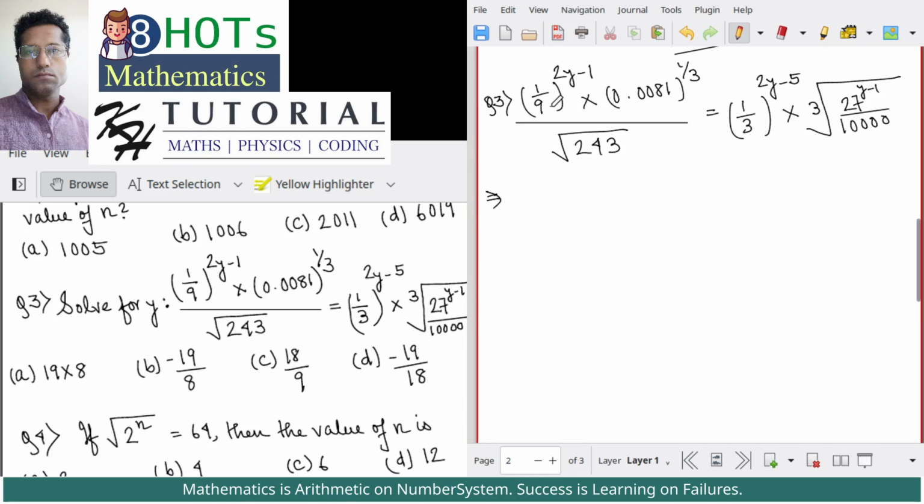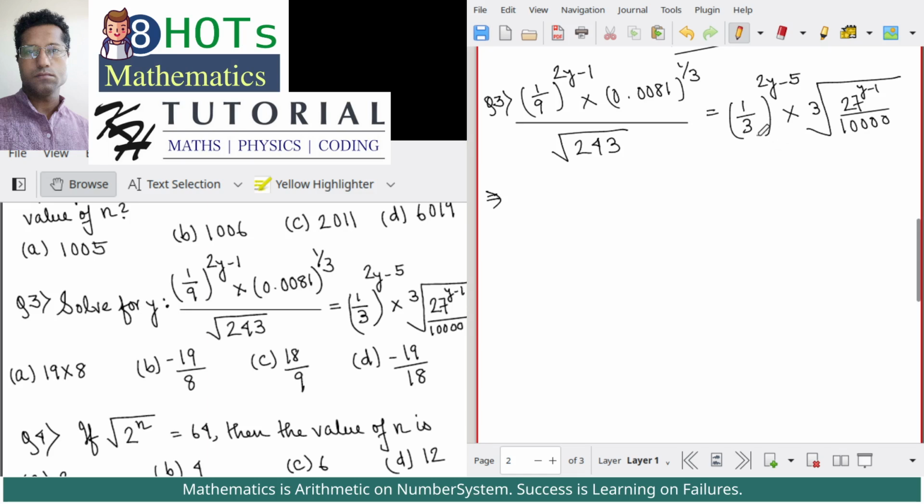So 1 by 9 can be expressed as 9 to the power minus 1. So the base is 9. Also 0.0081. Now 81 is 9 square. So again we can convert 0.0081, first to a fraction, and then we can easily express that as a power of 9.